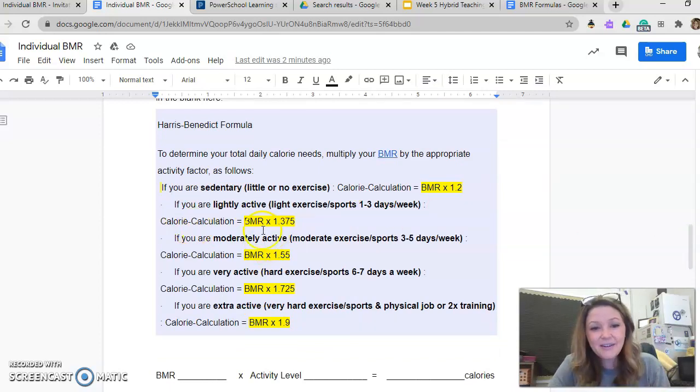So what if you're moderately active? We're playing sports, we're going hard, practicing or exercising 2 hours every day, or at least an hour every day. And you can see very active, extra active. So you're going to pick which category you fall into, and you're going to fill that in down here.